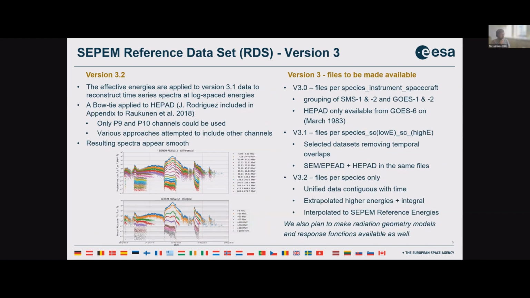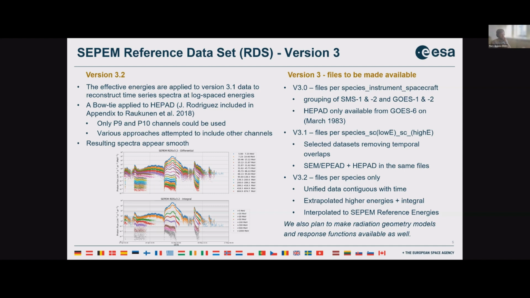The reference dataset version 3.2 is where we now join everything together. So we have the effective energies that we stamped on at the beginning, and we now link it all together so we interpolate to the same energies. That's because, even though the GOES instruments are nominally the same, they're not actually the same. And so we get some differences in the effective energies, and this will remove that.